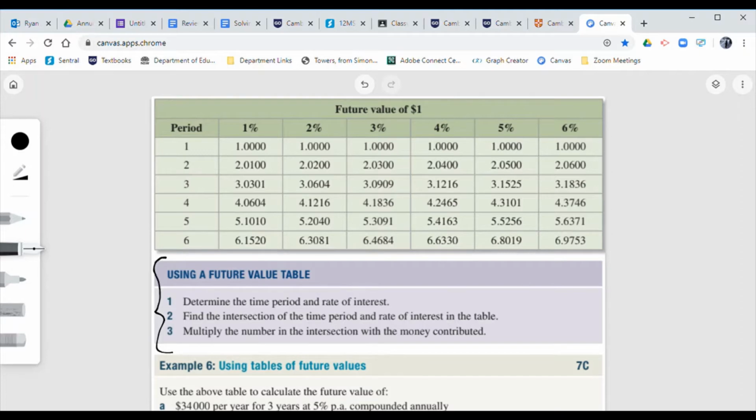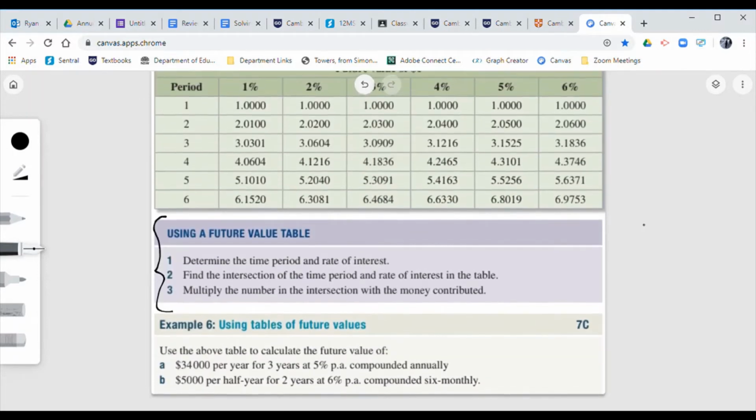So let's look at our first example here. I'm just going to scroll down a little bit, see if this writing moves with us. Oh, it does. Great. Okay. So we're going to use the future value table above to do this.